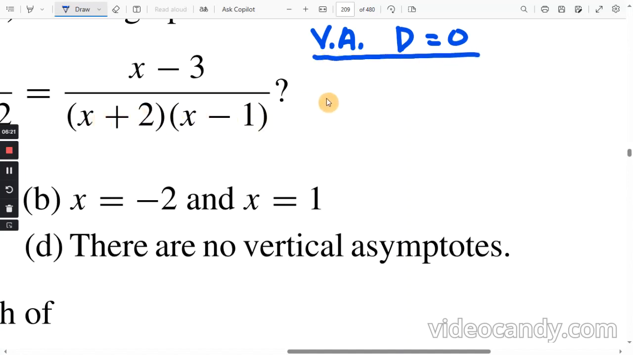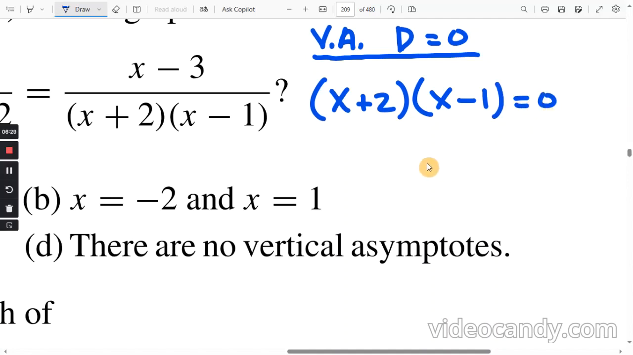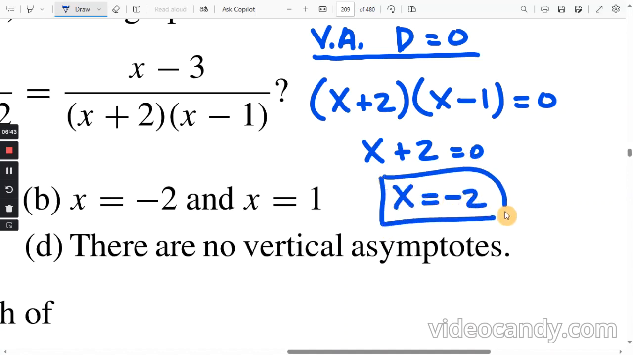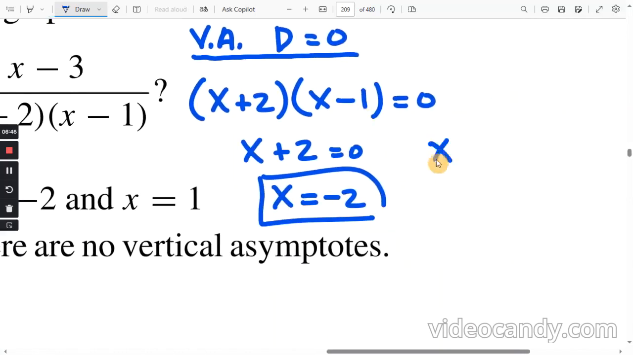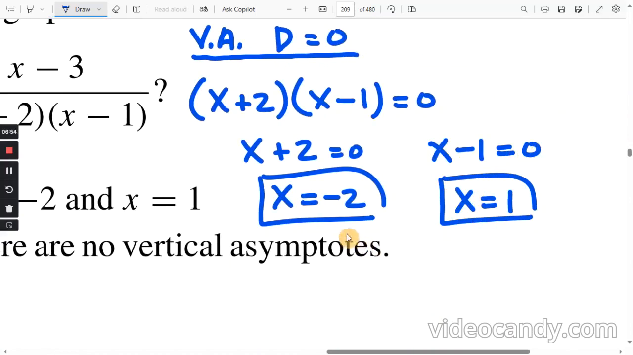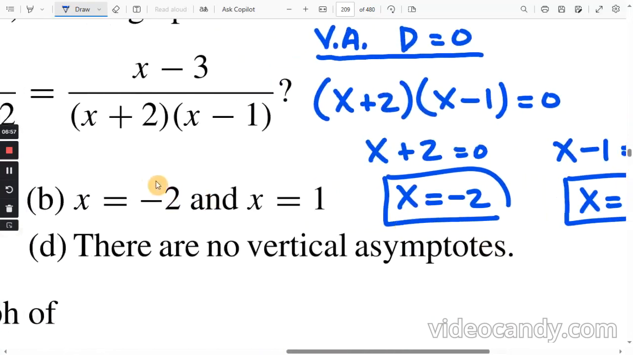All right, so if I set this equal to 0, x plus 2 times x minus 1 equals 0. Either one of these can equal 0 because anything times 0 is 0. So if we do x plus 2 equals 0, minus 2 on both sides, x is negative 2. If I do x minus 1 equals 0, and I do plus 1 on both sides, x equals 1. All right, so negative 2 and positive 1. Answer B.